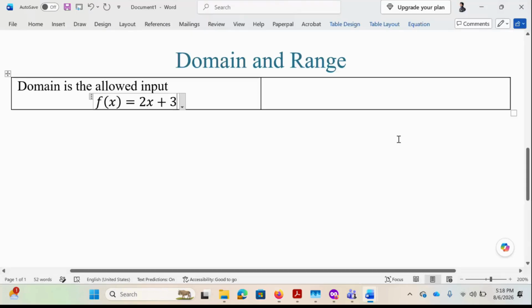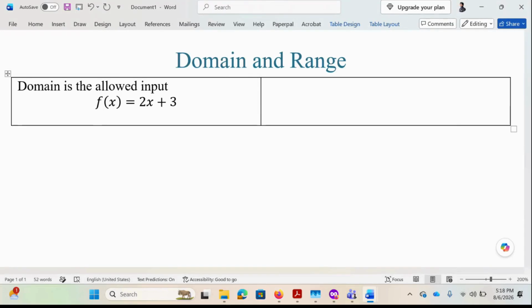But what if I want to specify the domain? Now the domain can be specified in different ways. I'll tell you how to specify the domain. One way is this, that x is an element of real numbers. This way I can tell you that x can take any value from negative infinity to positive infinity.